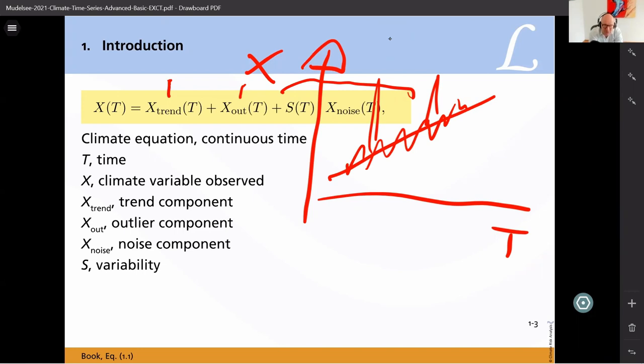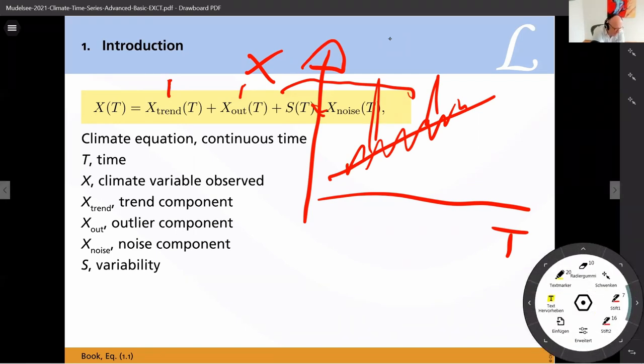Okay, so this is what I call the climate equation. So capital T is the time, X is the observed climate variable, for example, CO2. X trend is the trend component, then we have the outlier or extreme component. And then you see that I wrote the noise component as a product, S of T times X noise of T. And S is the variability that stands for.